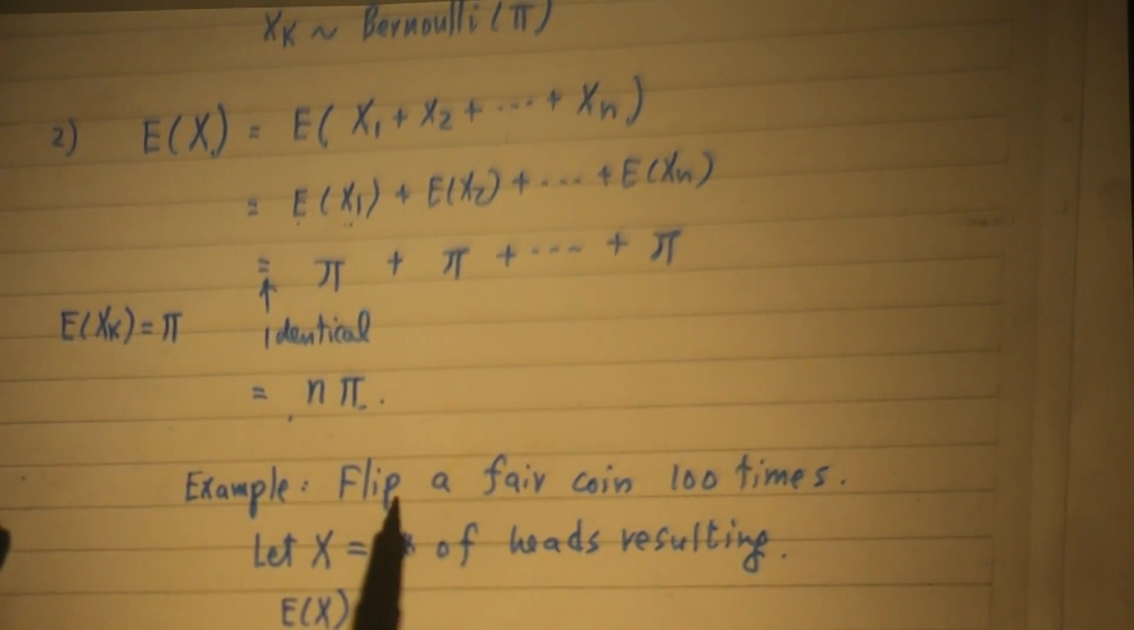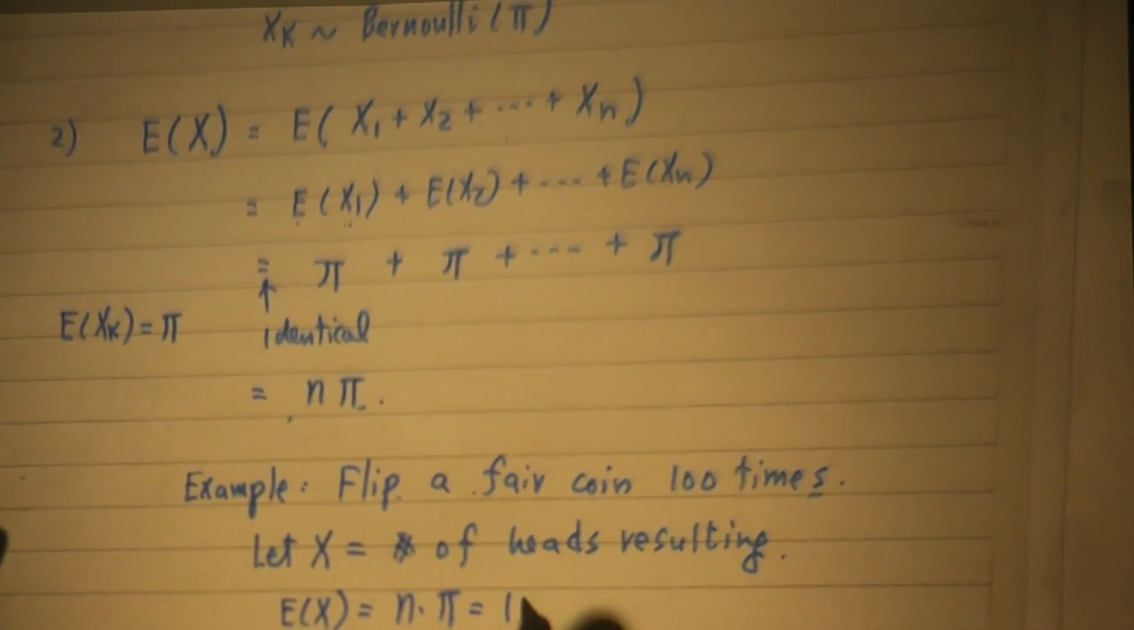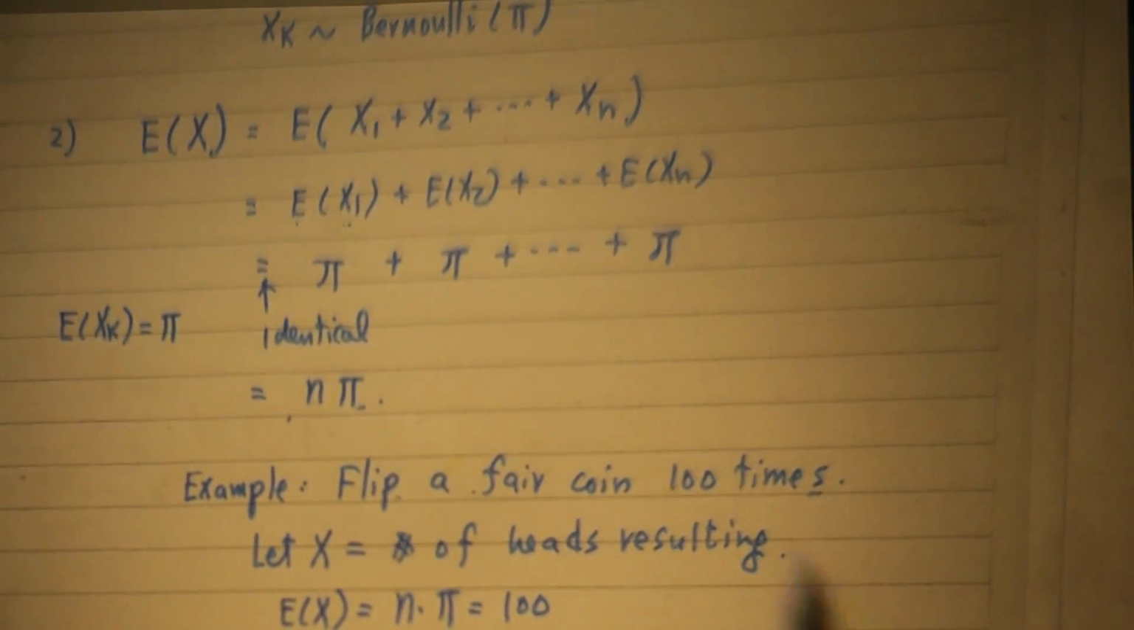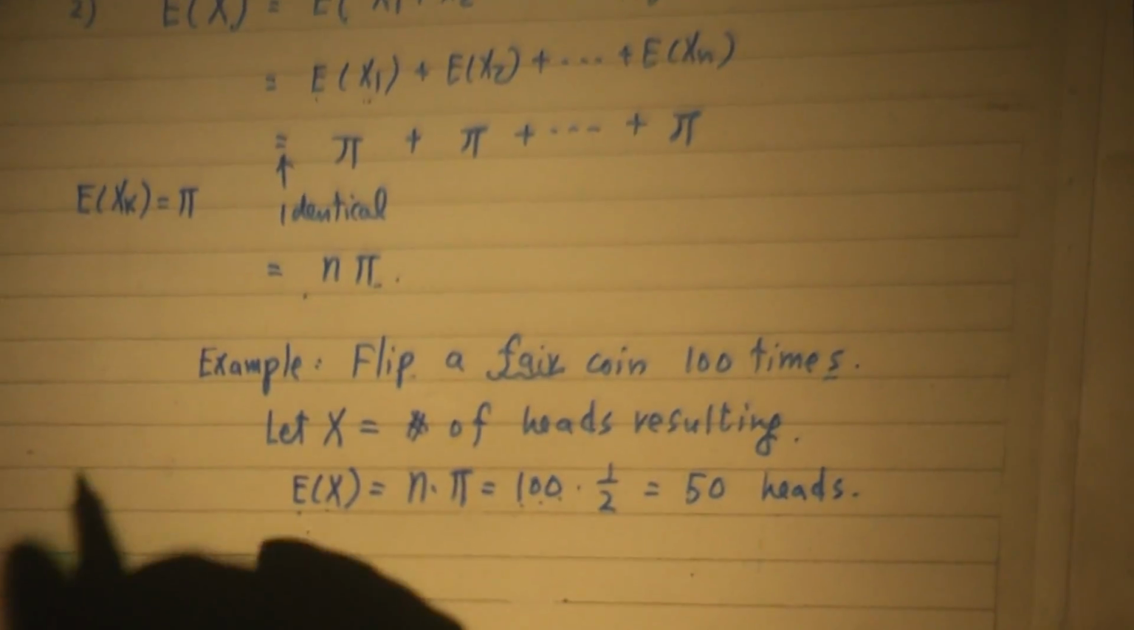Applying this formula, flipping a fair coin 100 times is a binomial experiment. Expected value of x is what? N times pi. Okay? N here is 100. You flip the coin 100 times. And since this is a fair coin, the chance of getting heads is 50%. So 100 times 50% gives me what? Gives me 50. Is that clear? So the expected number of heads resulting will be 50 heads. Okay? And that makes sense.